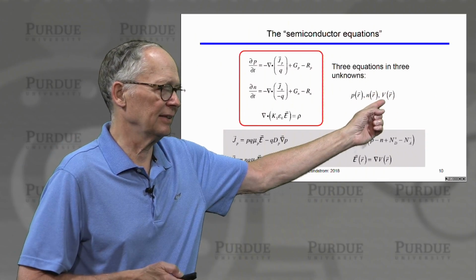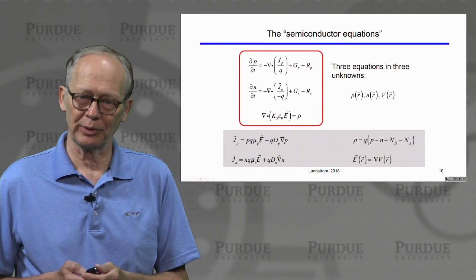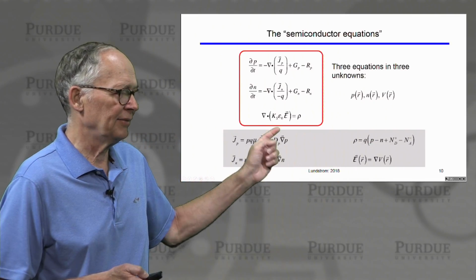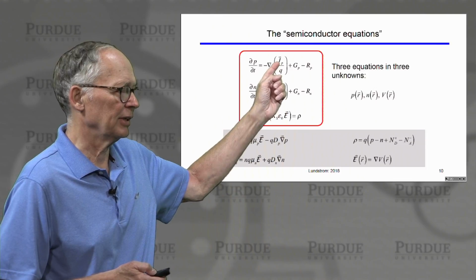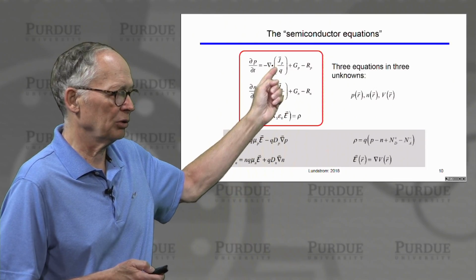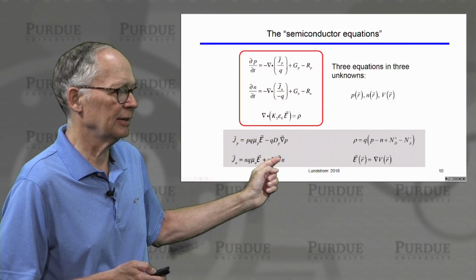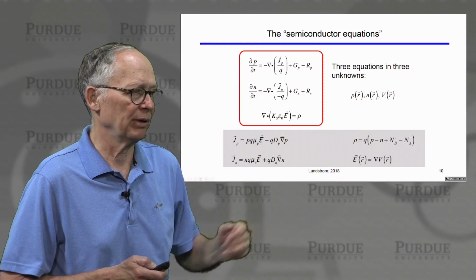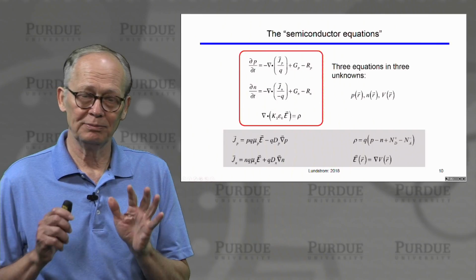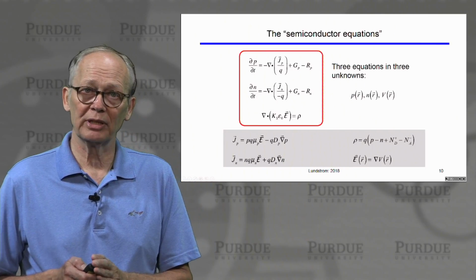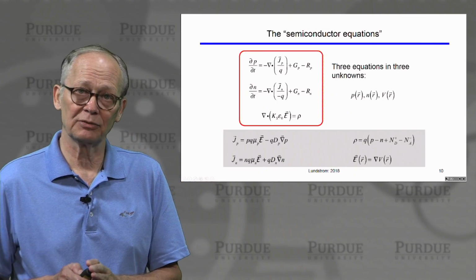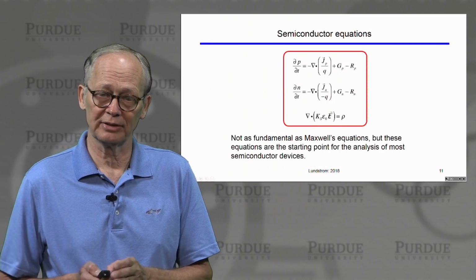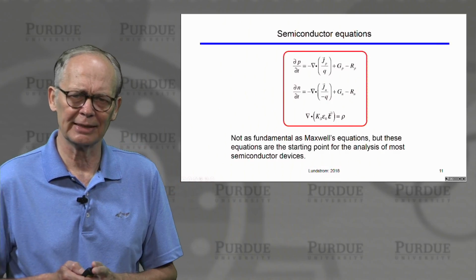Remember, this V is the electrostatic potential, minus its gradient is the electric field. We have these constituent relations for the electron, for the hole current, for the electron current, and for the space charge density, and the electric field is minus gradient of that potential. So these are 3 equations and 3 unknowns. If we simply solve these for a semiconductor device, we can understand the operation of the semiconductor device.